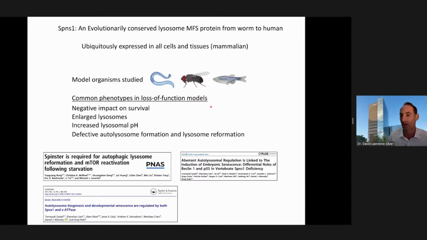There are some very common features of phenotypes that are seen in loss of function. That is a negative impact on survival. That's also true in mice. All knockdowns or knockouts in these organisms have enlarged lysosomes, increased lysosomal pH, and defective autolysosomal formation and lysosome reformation. So it's always been known that SPNS1 is a lysosomal protein and it's critically involved in lysosomal homeostasis.